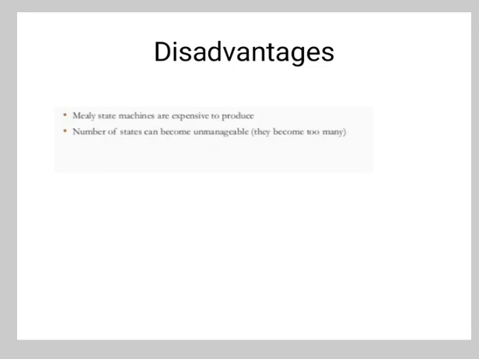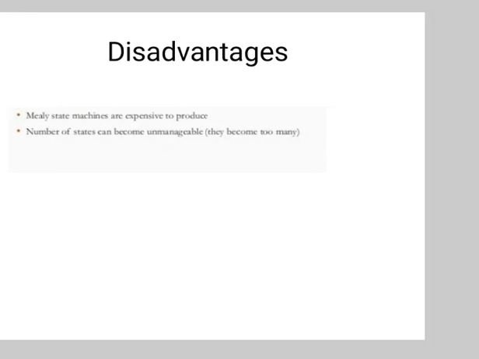Next, the disadvantages of Mealy and Moore machine. The Mealy state machines are expensive to produce. The number of states can become unmanageable. So these are the disadvantages.